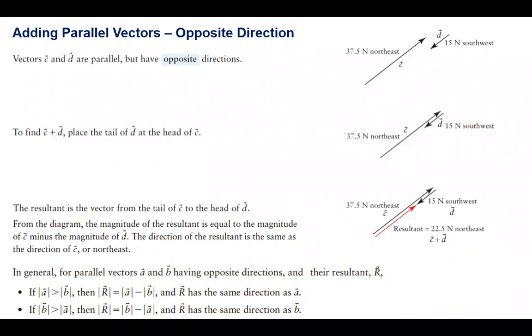Then if the magnitude of B is larger than the magnitude of A, then the magnitude of R equals the magnitude of B minus the magnitude of A. And R has the same direction as vector B. This is pretty straightforward, right? Okay, have a look at this. Any questions, just let me know.